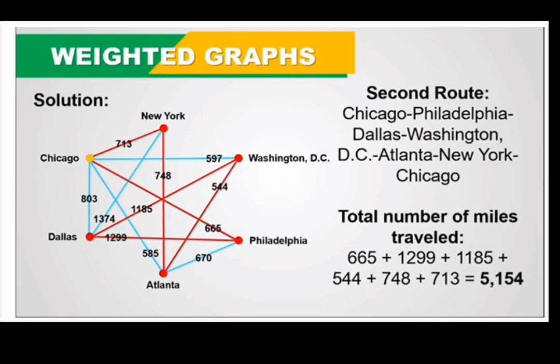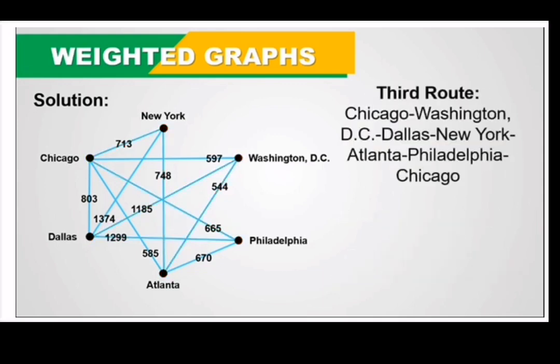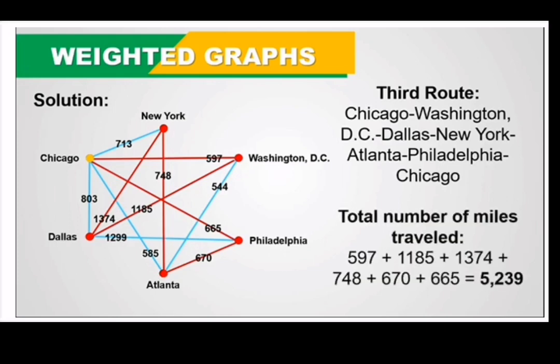Now for our third route, since we need to determine three routes in this graph, we could have this one. From Chicago, we will go to Washington, D.C., and then to Dallas, and then to New York, and then to Atlanta, and then to Philadelphia, and then to Chicago. Similar procedure: we add the corresponding weights of each edge to get the total number of miles traveled, and that is 5,239.